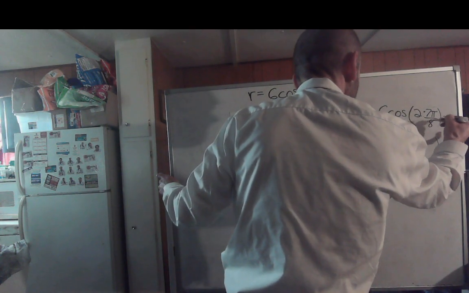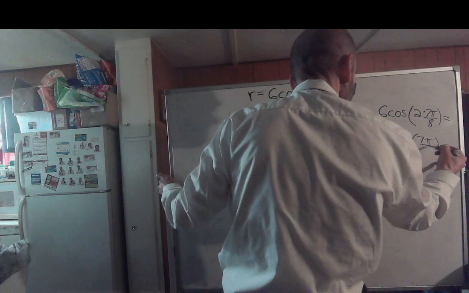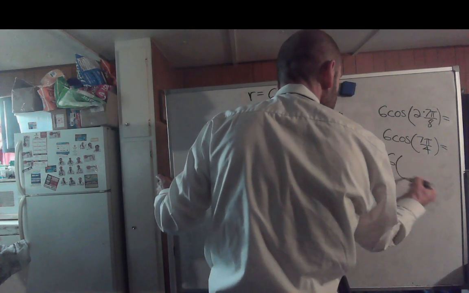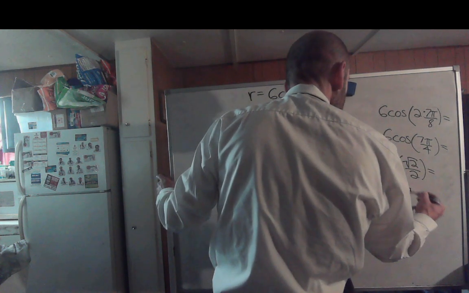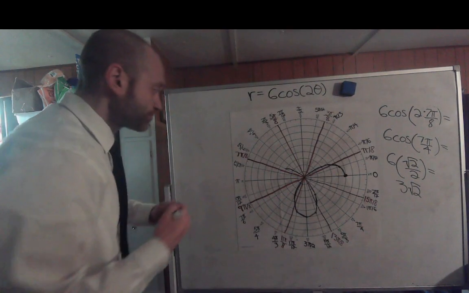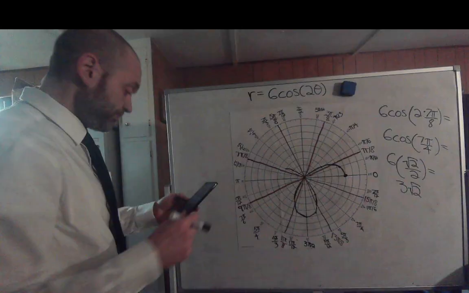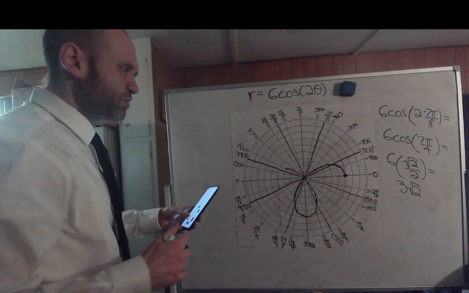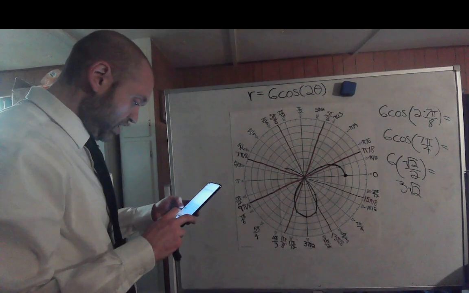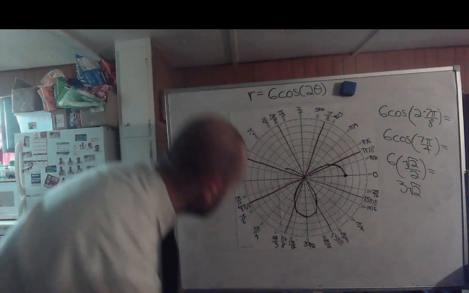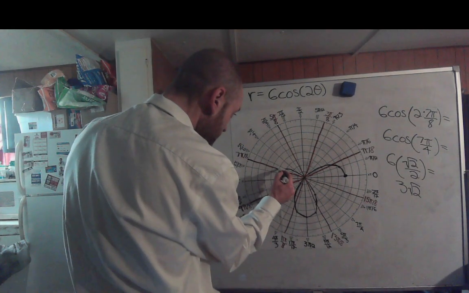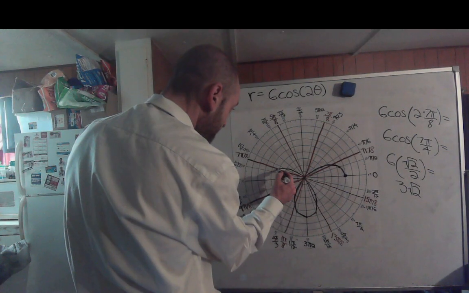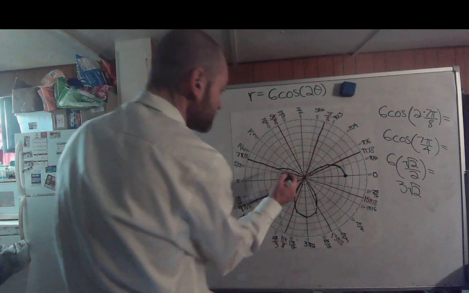So 2 times 7 pi over 8 is 7 pi over 4. Cosine of 7 pi over 4, that's 6 times the square root of 2 over 2, giving us 3 times the square root of 2. I knew something didn't look right. That gives me about 4.24. Right about there. That looks more like it.